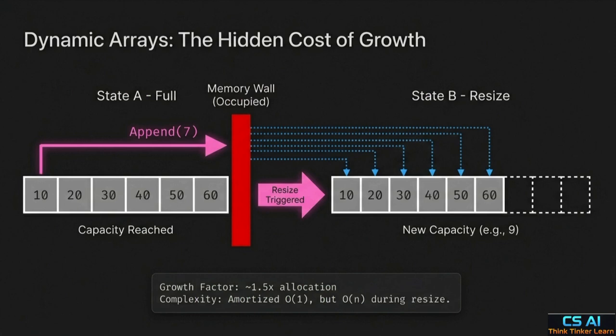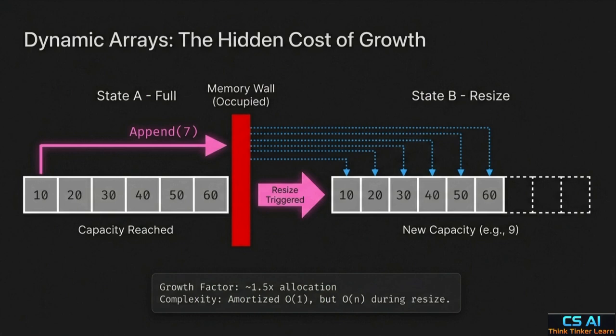To solve this, the system triggers a resize. It cannot simply grow in place. Instead, it must find a new, larger block of memory elsewhere. This process in state B shows the system allocating a new capacity, which is typically about 1.5 or 2 times the original size. It then must copy every single existing element from the old array into the new one. This copy operation is linear time, or O(n), which can be expensive. However, because this happens only occasionally, we say the complexity is amortized O(1).